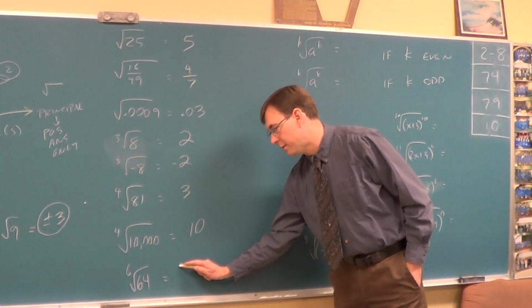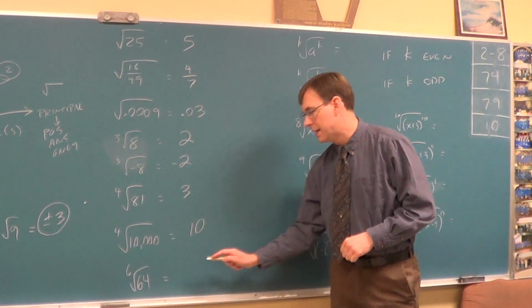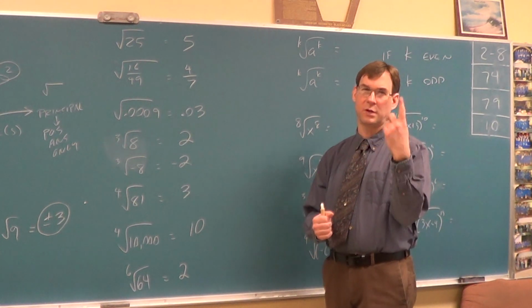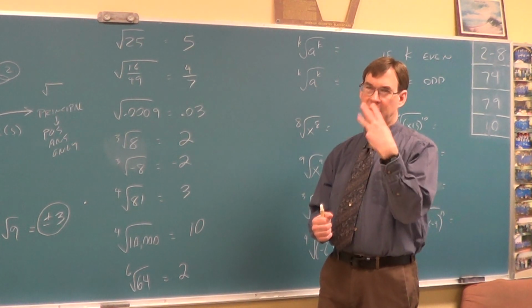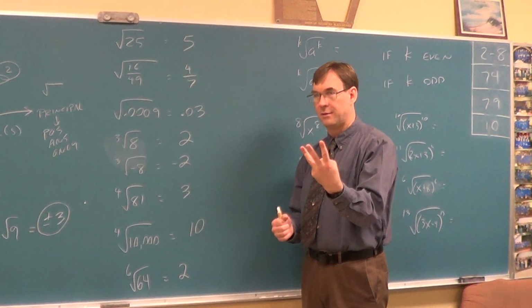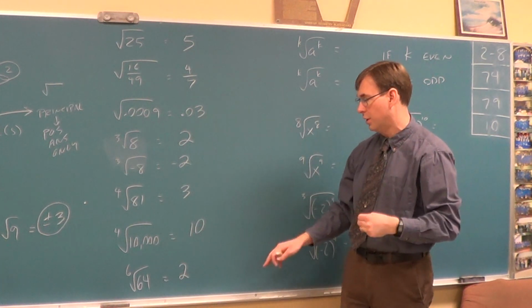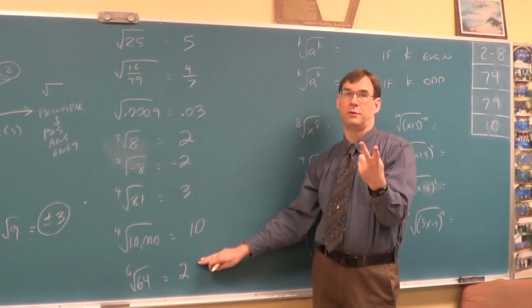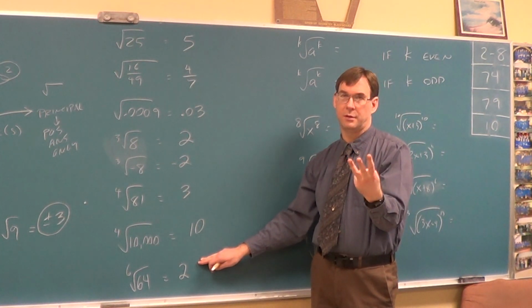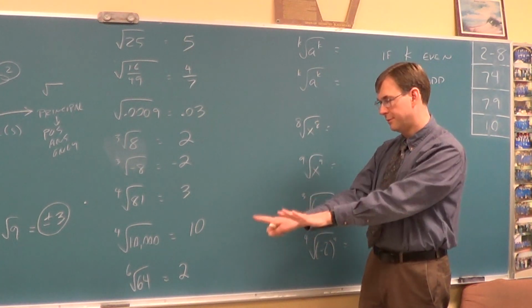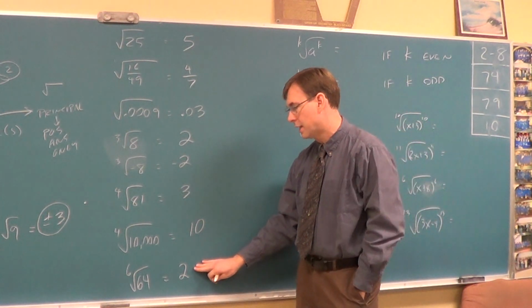6th root of 64, something times itself, times itself, times itself, times itself, times itself, you know, gets you to 64. 4? It's not 4, it is 2. Because if we start doing 4s, it gets big fast. 4 times 4 times 4 again. We're already at 64, and we still have a bunch more 4s to do. 2 times 2 times 2 times 2 times 2 times 2. There we are. So 6 2s get us to 64.